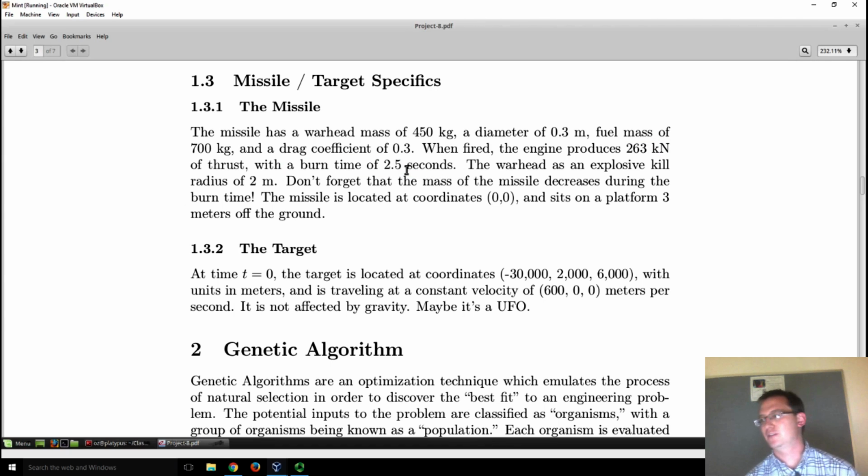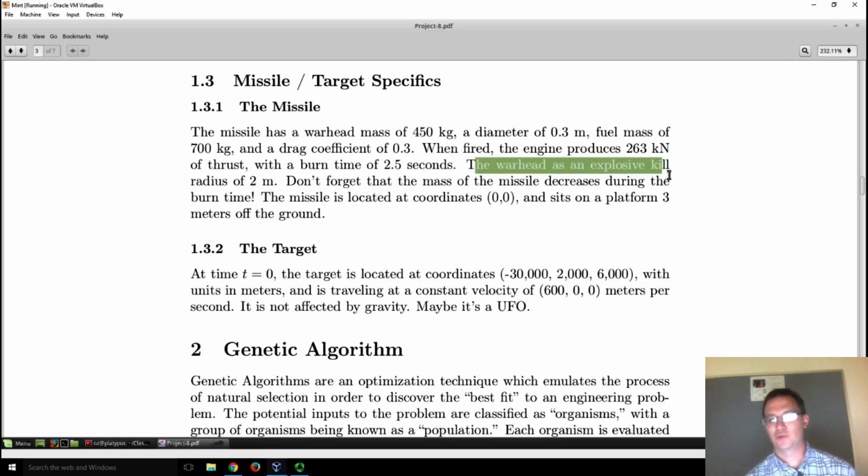Okay, so this is where the mass becomes a function of time, because the fuel mass is going to decrease from 700 to 0 in 2.5 seconds. So that's something you need to take into account, that the mass is changing with time. After 2.5 seconds, the mass just sits steady at 450 kilograms.